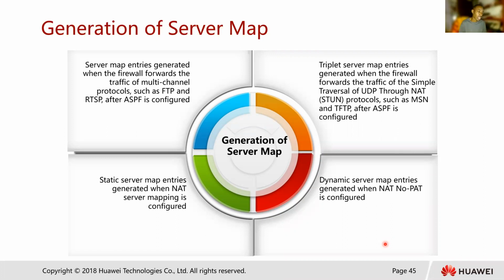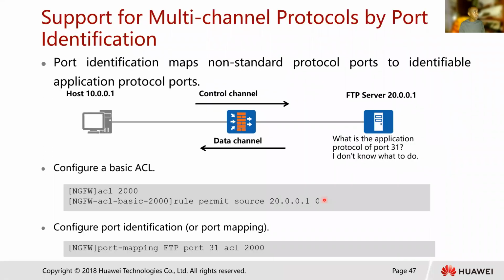So this is to get a clear understanding of what a server map is, and a server map is usually quite key in ASPF, right? So there's support for multi-channel protocols by port identification. You realize that usually a data channel as well as a control channel, they have to be multi-channel. There has to be more than one channel within it.